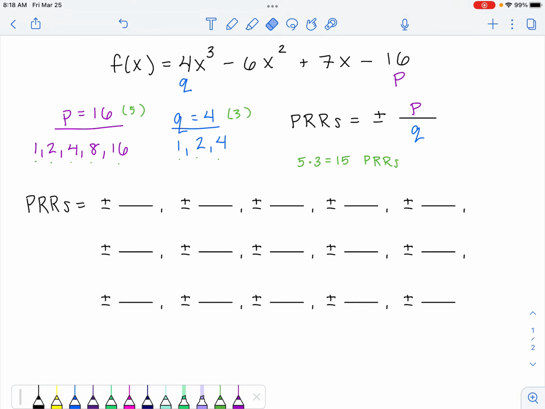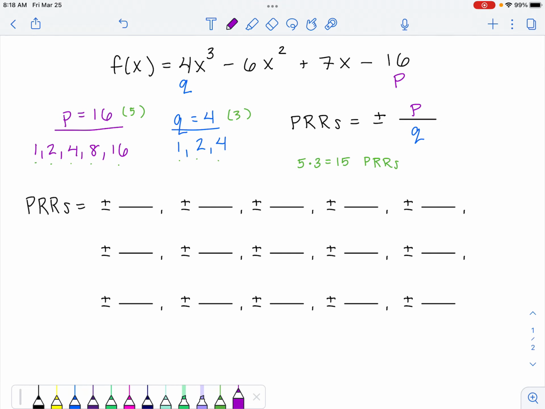Okay, so I'm going to take each of my p values and put it over each of my q values. I'm going to do my first p value here, 1. So I'm going to do 1 divided by my first q value, which is also 1. And then I'm going to go back into my p list and grab my first one again. So I'm going to do 1 over my second q value, so 2. And then 1 over 4. And then I'm done with my 1 in the p list, so I'm going to cross it off. And then we're just going to continue with that pattern.